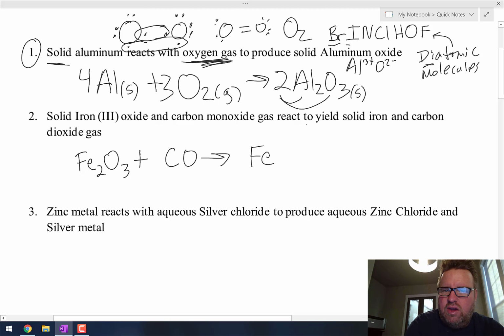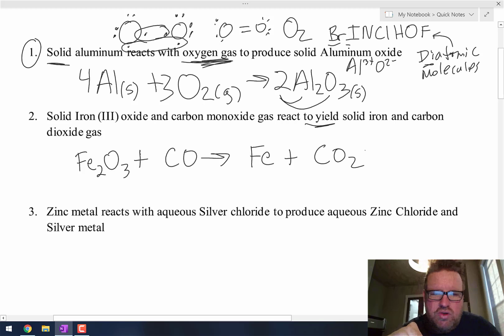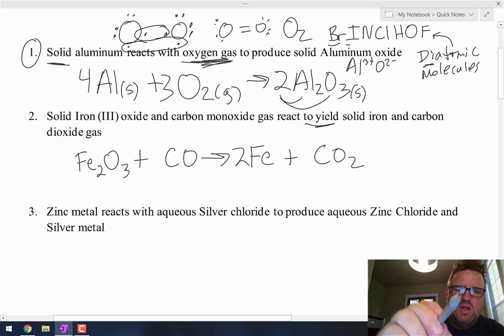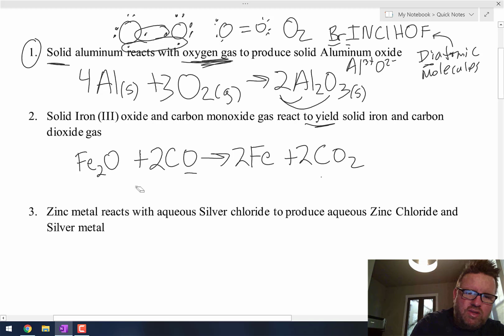Okay, yields, to yield means produces, solid iron, so that's just Fe, and carbon dioxide gas, so that's CO2. So 2 irons, 4 oxygens, right? 3 plus 1 is 4. So we need a 2 right there. But that also now makes 2 carbons. So I need a 2 right there. Uh-oh, this is getting a little bit tricky here, isn't it?